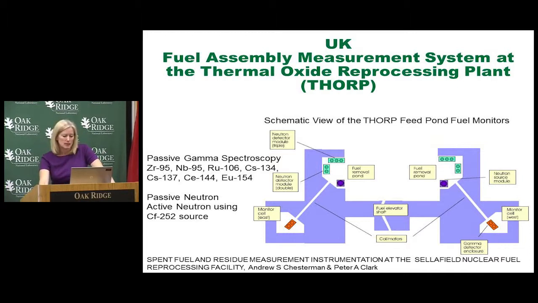It's basically a differential die-away method, where you interrogate the fuel for a short period of time with neutrons and then measure how long it takes for the resulting fission neutrons to die away. That will tell you something about the fissile content in the spent fuel. But one thing I wanted to mention about the Thorp facility is that in order to calibrate their instruments, they measured 7,000 known fuel assemblies with known operations. So that's how they were able to calibrate.